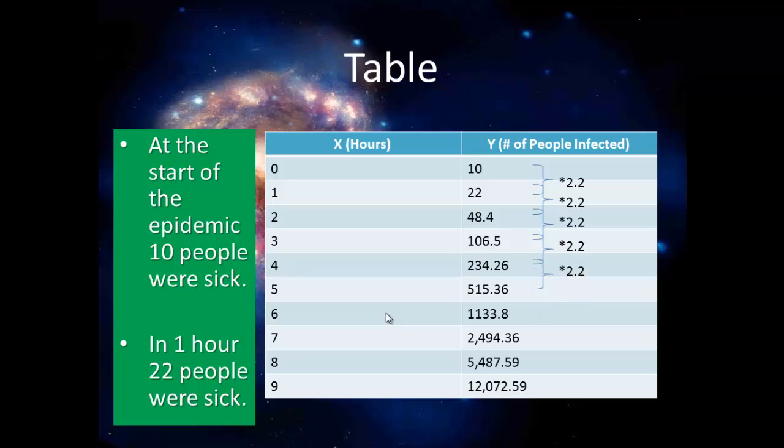And as you can also see, from the start to within 9 hours, the number of people that are infected grows very drastically. And this indicates that it's an exponential function, because in an exponential function, the change in y grows very drastically and dramatically.